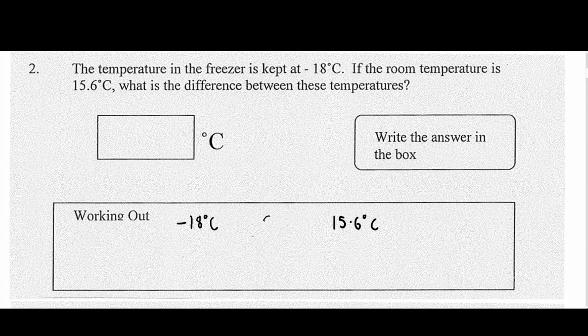So at negative 18, then you would go to 0 degrees, and then we've got plus 15.6. So the difference is going to be this, 15.6 plus 18. We can put a 0.0 there. All right, 6 plus 0 is 6. 5 plus 8, that's going to leave us with 13. We carry the 1. 1 plus 1 is 2, plus 1 is 3, which gives us 33.6 degrees Celsius.